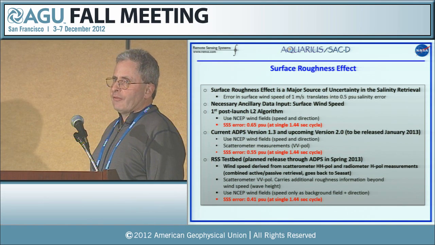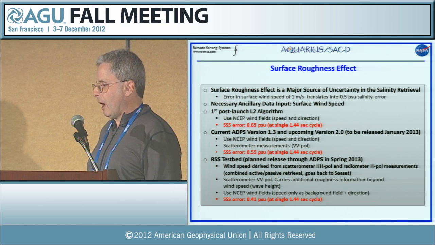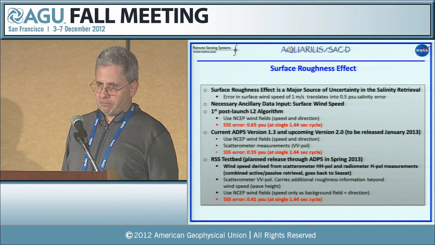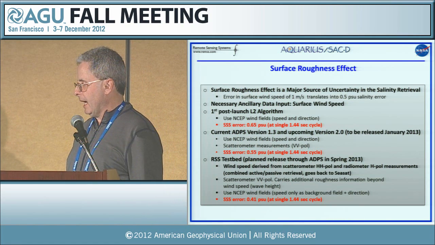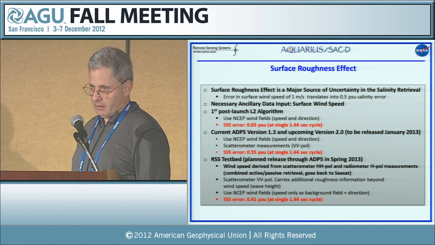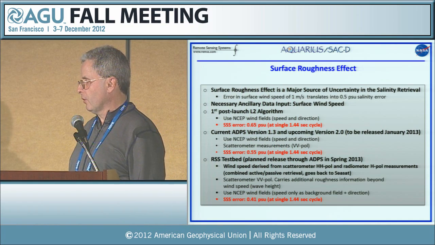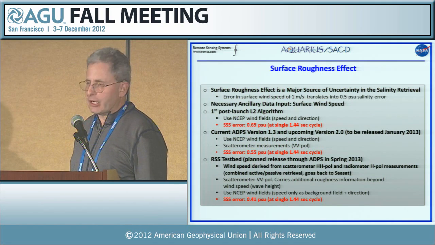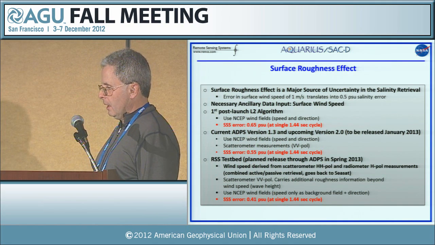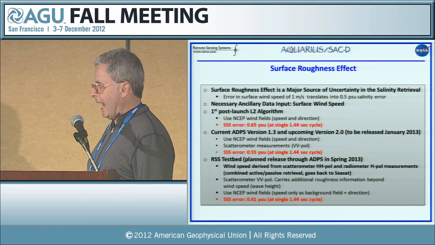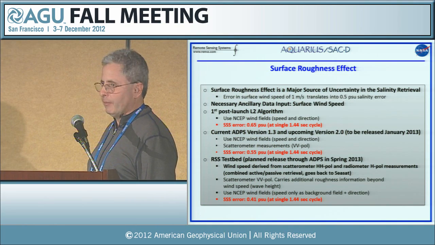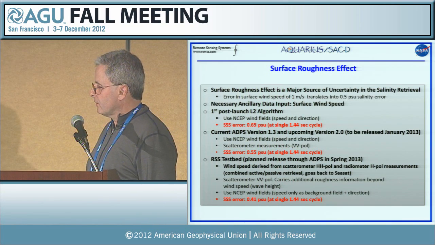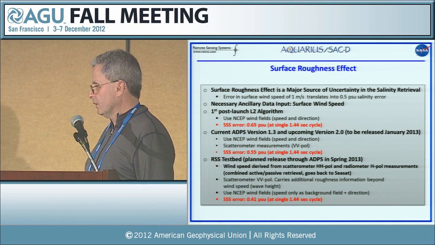And we have now proceeded to what I call our Remote Sensing Systems testbed version, which is planned to be released through ADPS post version 2.0 sometime in spring next year. And that uses wind speeds which are actually derived from the scatterometer. And we have shown that it's the HH-pole scatterometer, and if you combine it with the H-pole measurement from the radiometer, it gives the best performance for retrieving wind speeds.